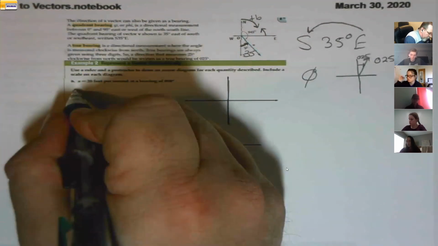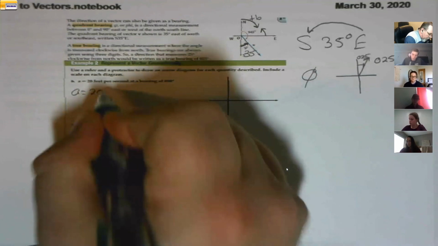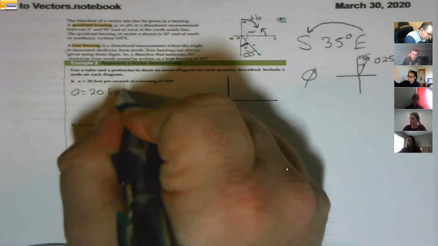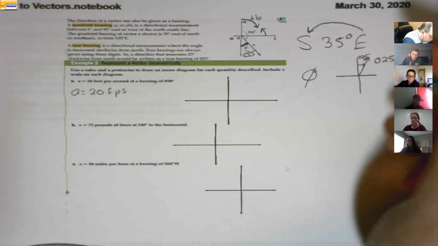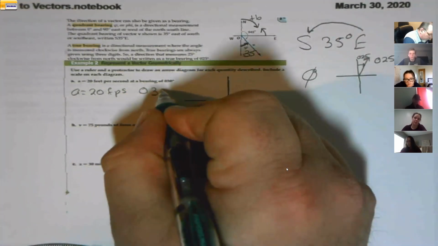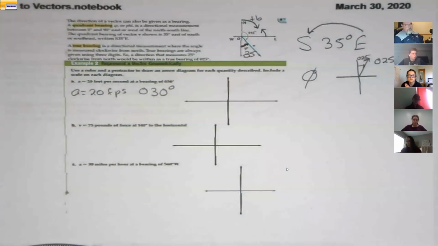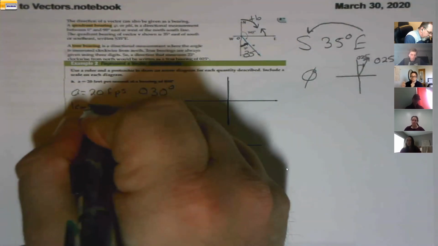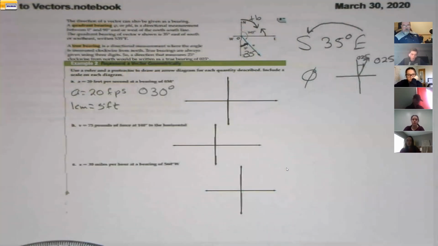Now this says a is equal to 20 feet per second, and it's at a, I can hardly read this, let's call it 030. So that's a true bearing measurement. So let's say 1 centimeter is equal to 5 feet. I'm going to go with that scale.